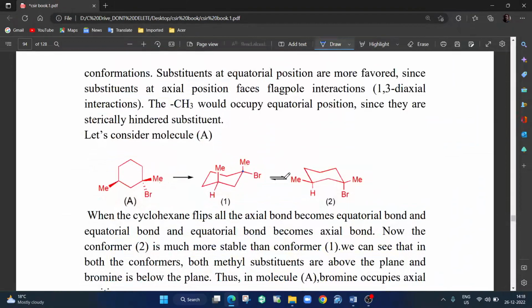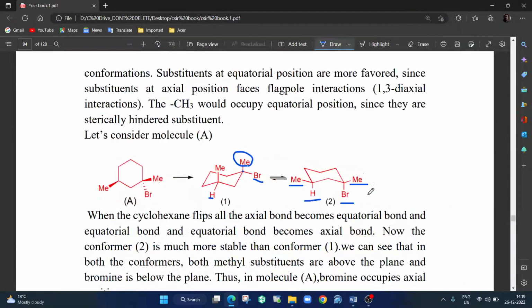Now when it flips, all the axial bonds become equatorial and all the equatorial bonds become axial. So now when it flips, this methyl goes to equatorial position. Please see, it was above the plane here, and here also it is above the plane, and Br is below the plane. But Me from axial becomes equatorial, and bromine from equatorial becomes axial. Similarly here, methyl from axial becomes equatorial, and hydrogen from equatorial becomes axial.